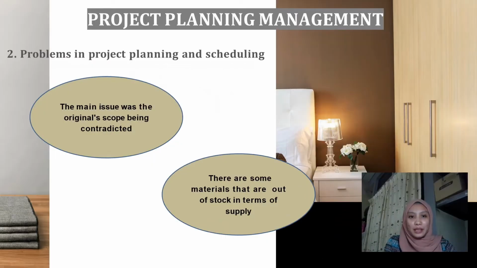Second is problems in project planning and scheduling. The main issue was the original scope being contradicted. For example, the scope of the original job was altered from RC slab to fiber flow slab due to disagreement in the scope of the original work.